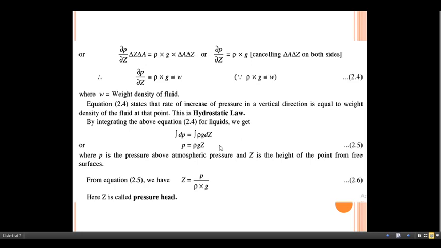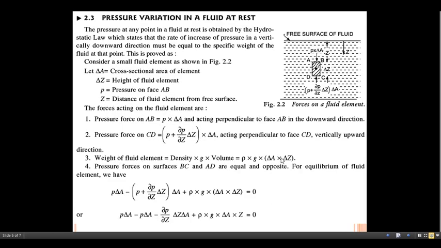So from this equation 2.5 we can get the pressure head, that is z. z equals P divided by rho into g, so rho into g goes in the denominator. Here z is the pressure head. Once again, z is the height of the point from the free surface, that is, the height of this element from the free surface.